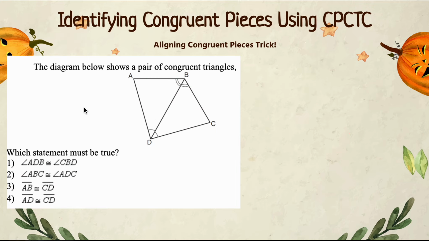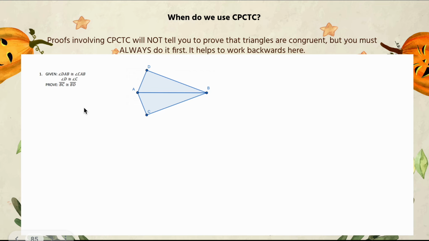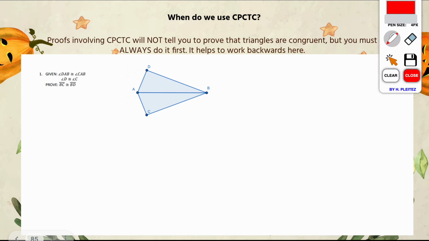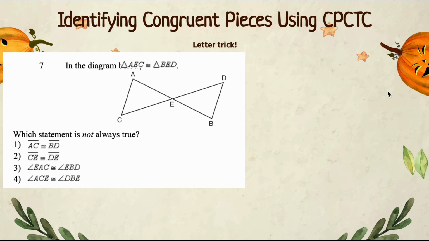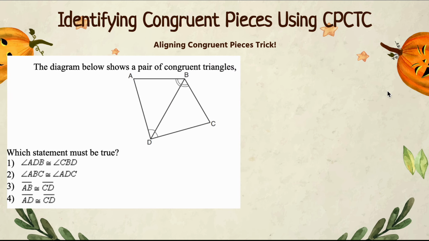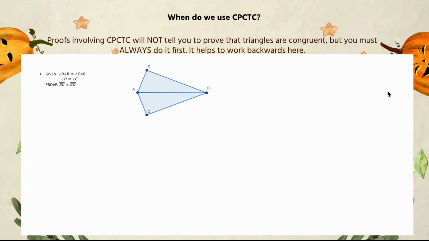Now, I know this is a long video, but it is such a huge concept, and I'm going to show you guys how to use it in proofs now. So proofs involving CPCTC will not tell you to first prove that the triangles are congruent, but you need to do it. Remember, in all of these other examples we had two congruent triangles, right? Without having two congruent triangles, you cannot use CPCTC.